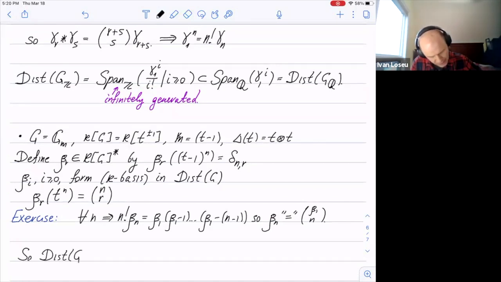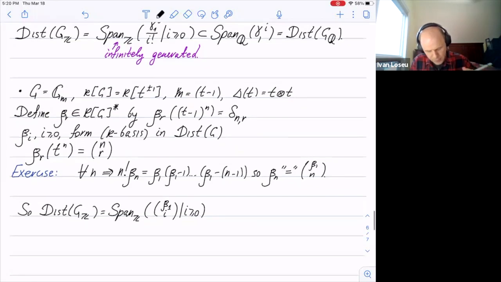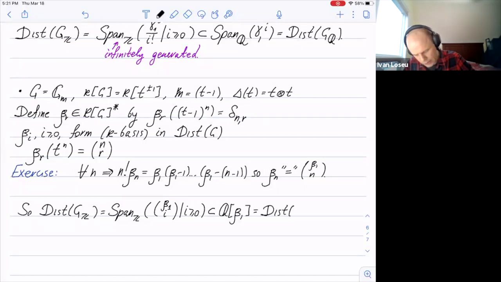So the distribution algebra of G_Z is spanned by the elements beta_1 choose i, where i is bigger or equal than zero. And this makes sense as a subset or some subgroup of Q[beta_1], which is the distribution algebra of G_Q. Questions, please?